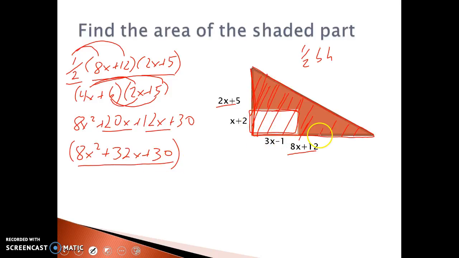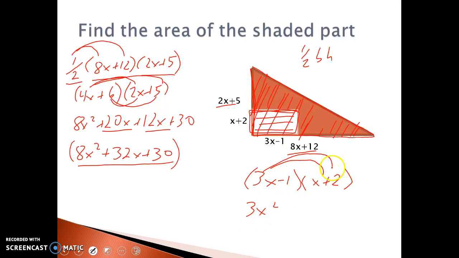But I don't want the area of the whole triangle. I want to get rid of this rectangle. So I'm going to have to find the area of the rectangle. And to do that, I'm going to take its length, which is 3x minus 1, times its width, which is x plus 2. So when I do that, I'm going to FOIL. 3x times x is 3x squared. 3x times 2 is 6x. Negative 1 times x is negative x. And negative 1 times 2 is negative 2.